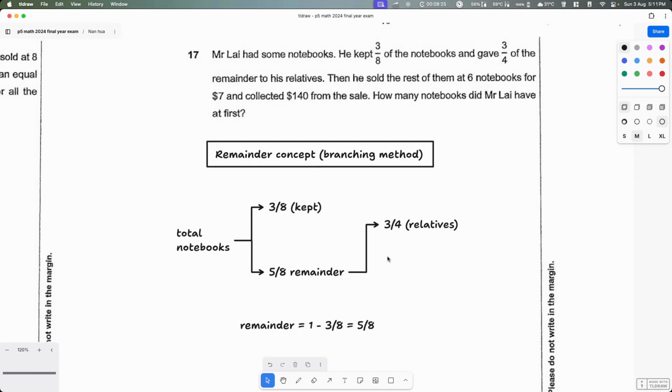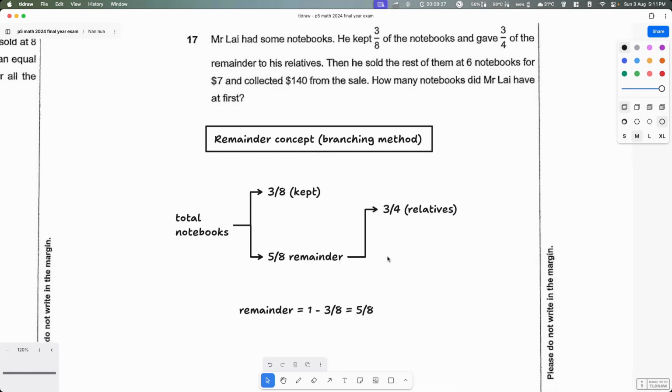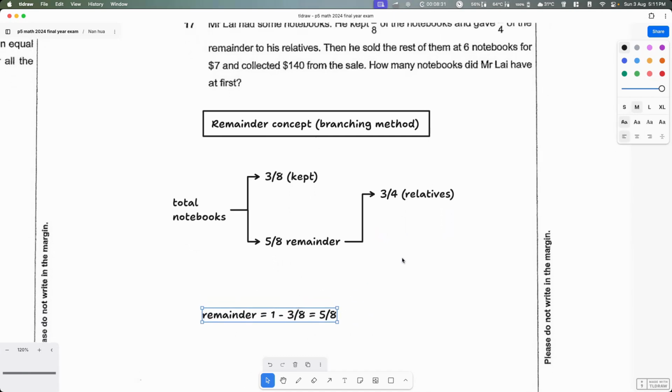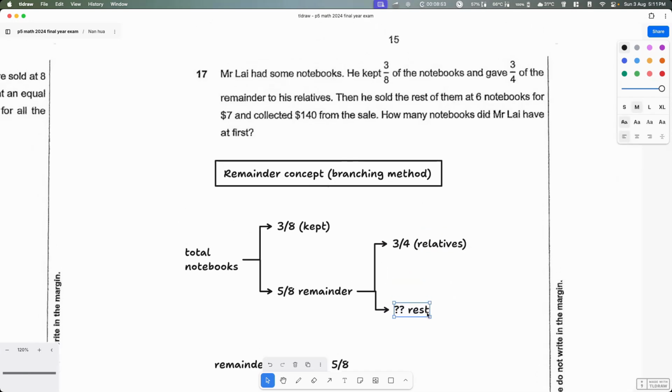Then he sold the rest of them at 6 notebooks for $7 and collected $140. So we also want to know what the rest is. The question mark is here. The rest. I'm just going to do this over here. We don't need to know the number of the rest, so it's good that we have this.